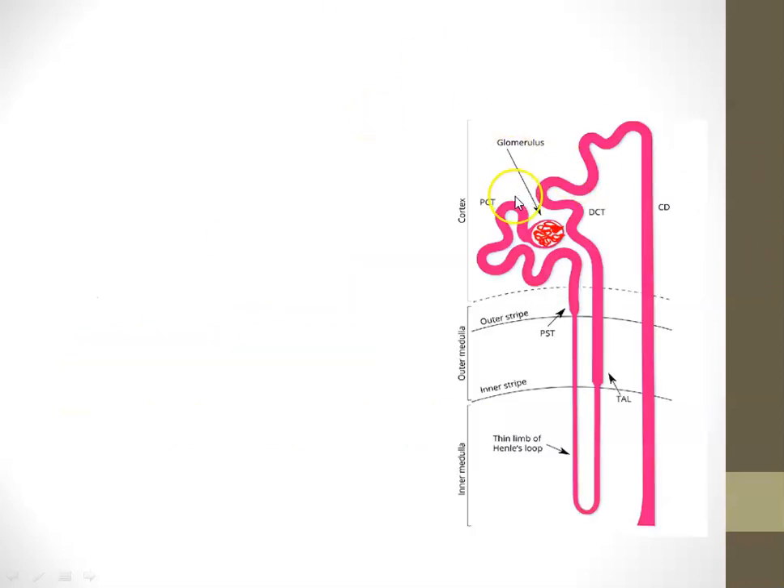First, we are going to discuss the structure of the nephron. It contains two major parts. The first one is the renal corpuscle and the next one is the renal tubules. The renal tubules consist of the proximal convoluted tubule, then the thin descending loop of Henle, the thin ascending loop of Henle and the thick ascending loop of Henle, and then comes the distal convoluted tubule and the collecting duct.